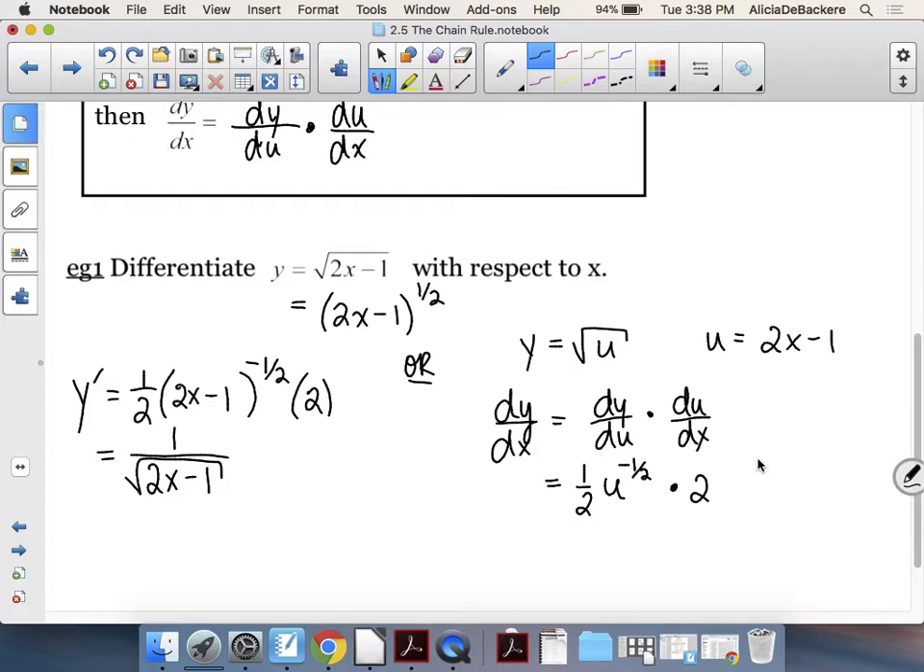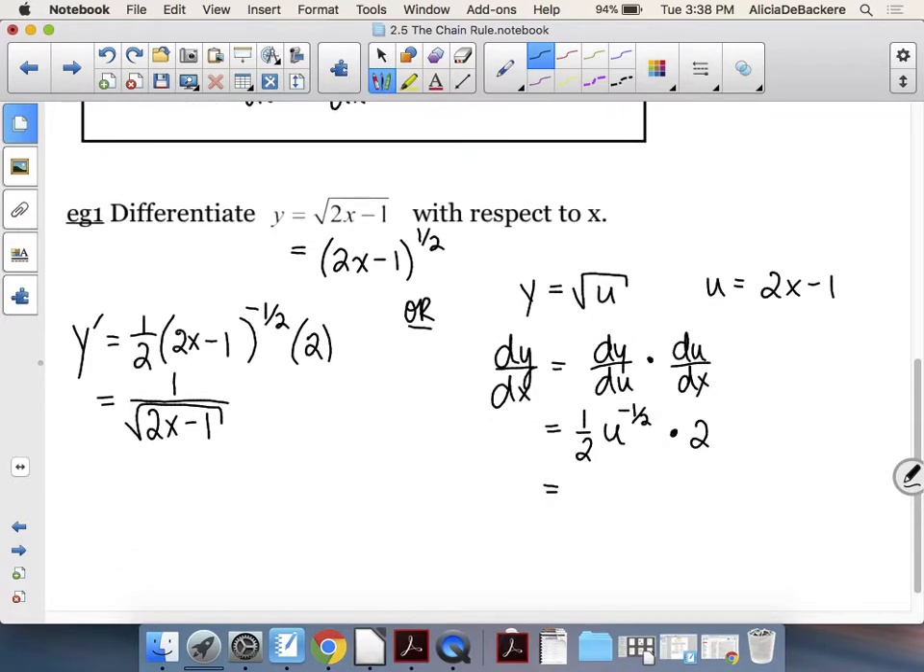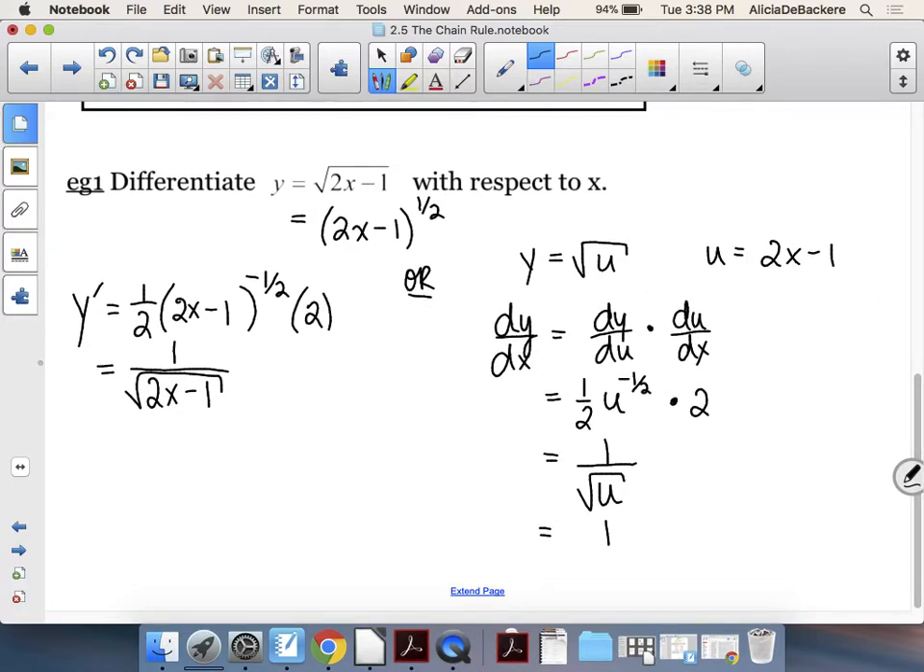So now I can simplify this. Again, I have a half at the front times 2 at the end, so that just gives me 1. So I've got 1 over, and then I'm going to bring the u to the half down to the denominator, because of the negative exponent, and the half turns into the square root. So I have 1 over the square root of u. But don't forget that we said up here that u is actually the same as 2x minus 1. So I can substitute that in, and I get 1 over the square root of 2x minus 1. So this seems like a lot more steps right now. But again, as our equations get more and more complicated, this version sometimes actually does tidy things up for us.